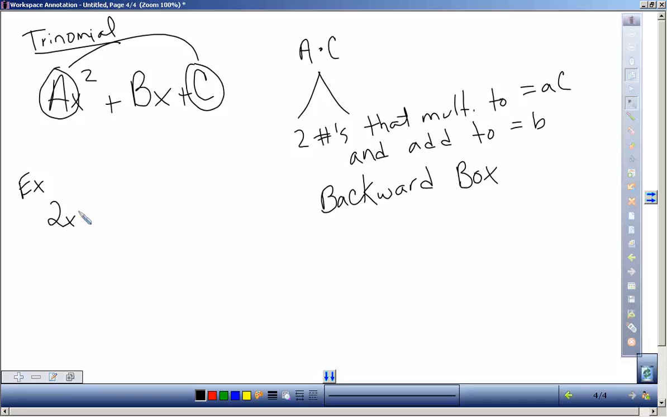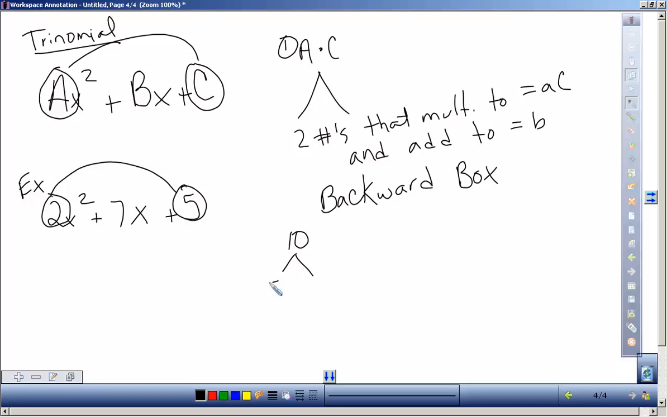An example. 2x squared plus 7x plus 5. The first thing I would have to do is multiply A times C. So 2 times 5 is 10. Now I want to find two numbers that multiply to equal 10 and add to equal 7.